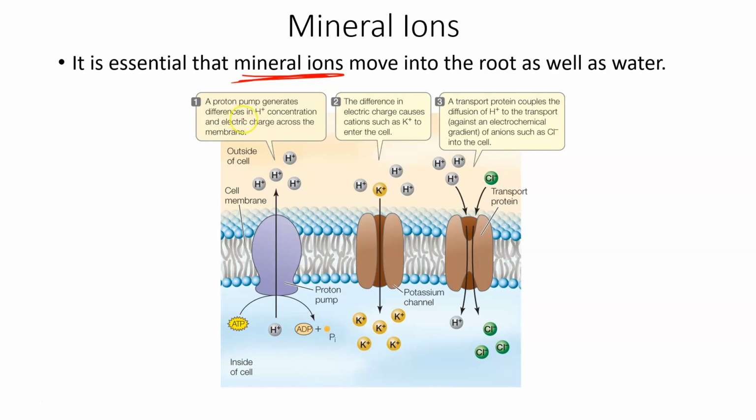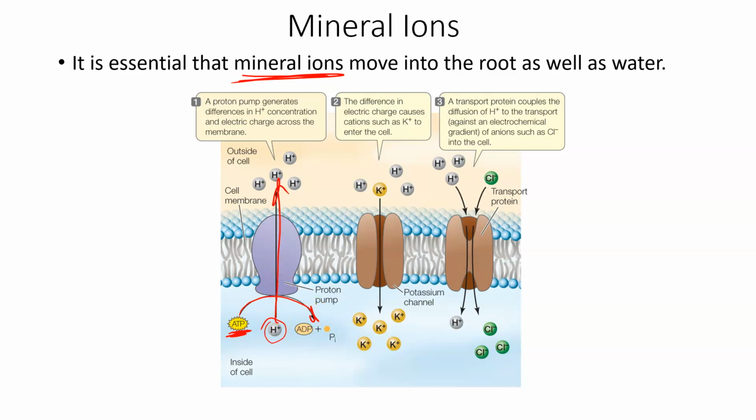Proton pump generates differences in the H+ ion concentration and electric charge across the membrane. These proton pumps are a form of active transport. You'll see that these H+ ions are going from low concentration to high concentration, from inside to out. That is active transport. It requires ATP. ATP is going to come in and power those proton pumps so that H+ ions can move.